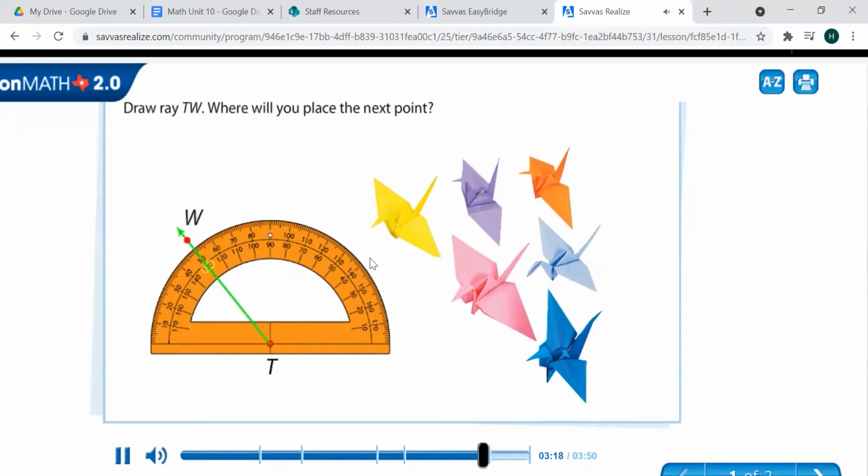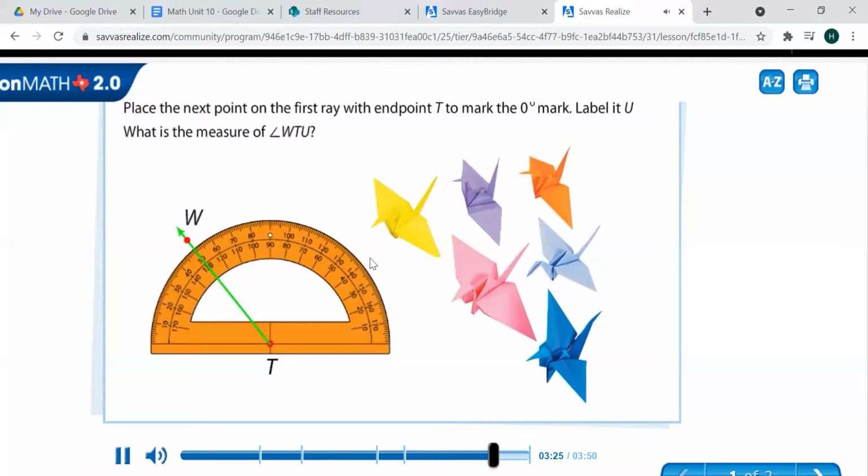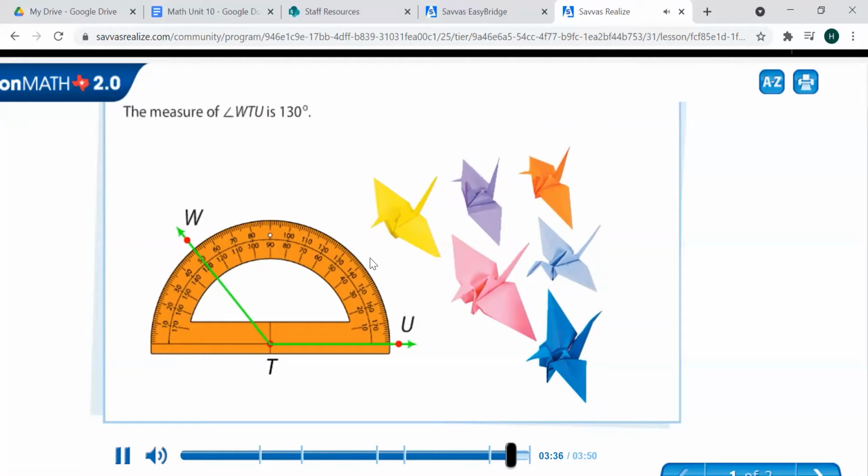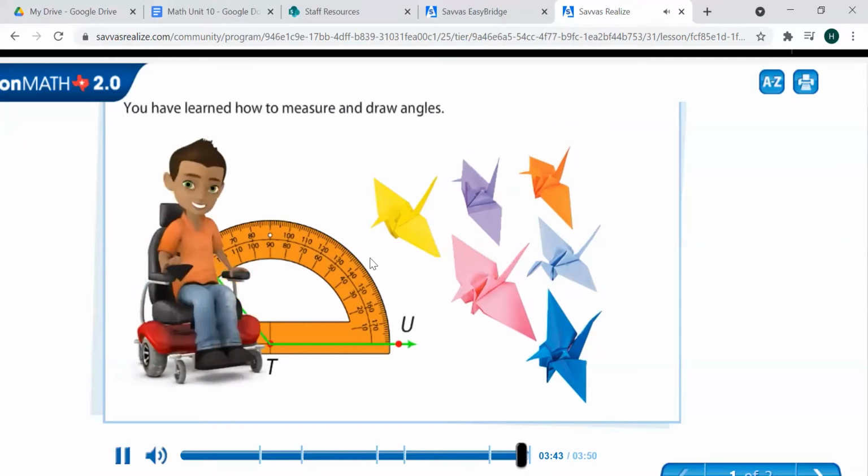Draw ray TW. Where will you place the next point? Place the next point on the first ray with endpoint T to mark the 0-degree mark. Label it U. What is the measure of angle WTU? The measure of angle WTU is 130 degrees. You have learned how to measure and draw angles.